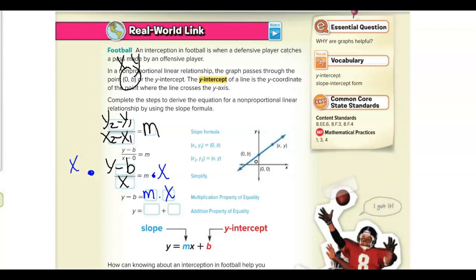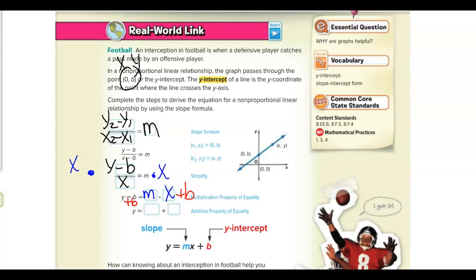Looking at this equation here, how do I get y all by itself over here? Get rid of the b. How do I get rid of the b? What's the opposite? Right now I'm subtracting. What's the opposite of subtracting? Add. Okay. Yep, I gotta add b to both sides.